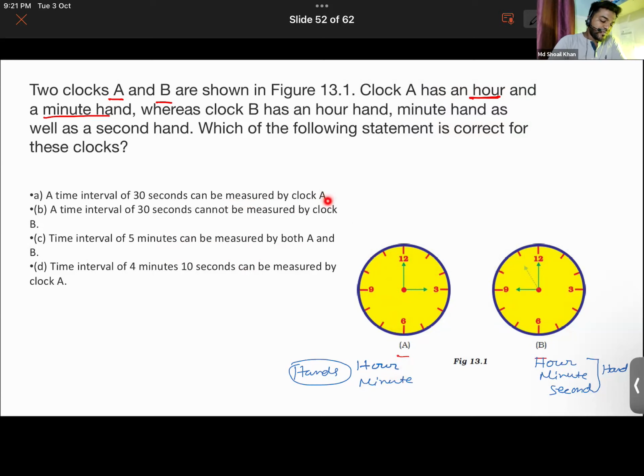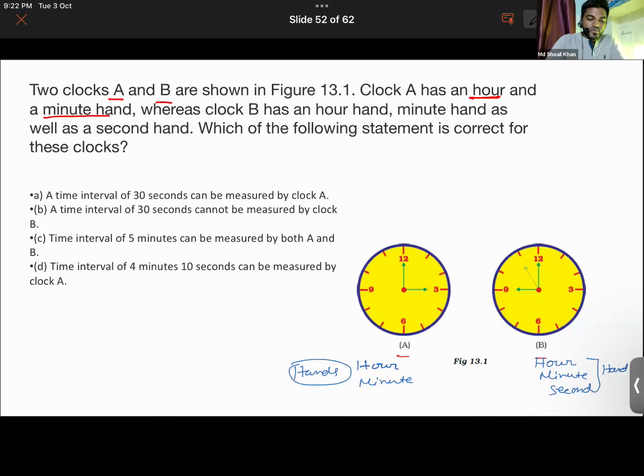While talking about option A, a time interval of 30 seconds can be measured by clock A. No, because it does not have a second hand, so there's no question of measuring seconds here. Then option B, a time interval of 30 seconds cannot be measured by clock B. That is false. It can be measured because it has got the second hand. Option D, a time interval of 4 minutes 10 seconds can be measured by clock A. No, it can only measure a time interval of 4 minutes, while it cannot measure 10 seconds.